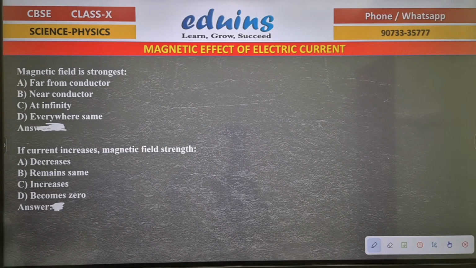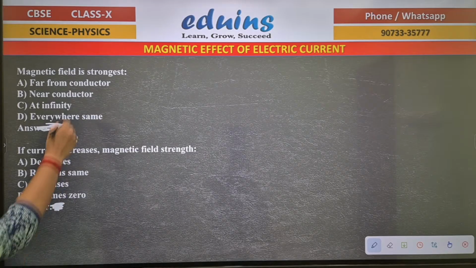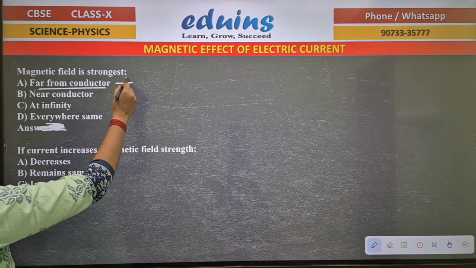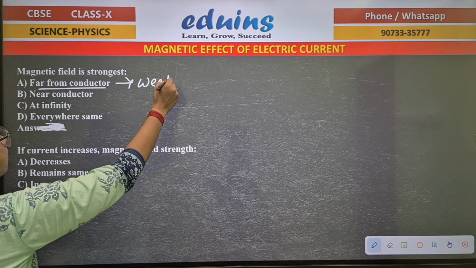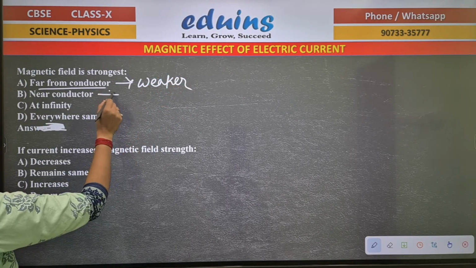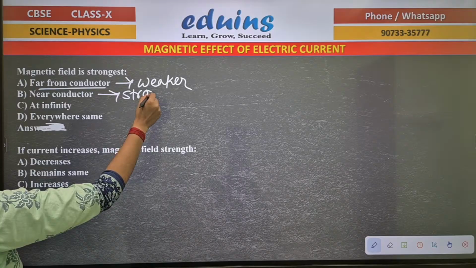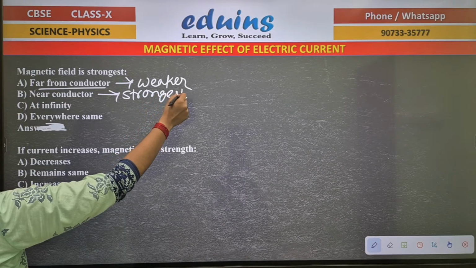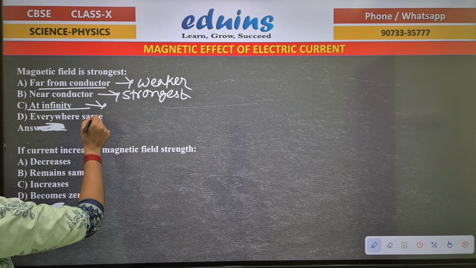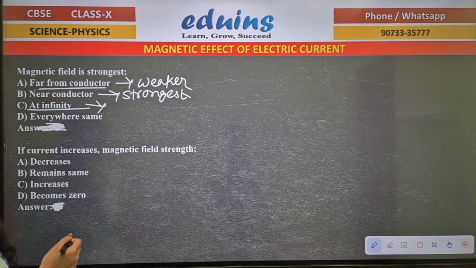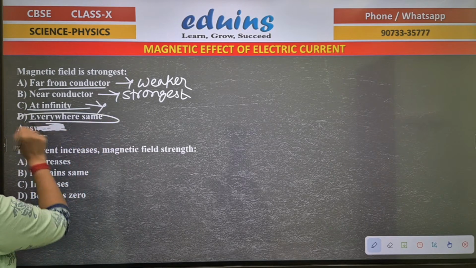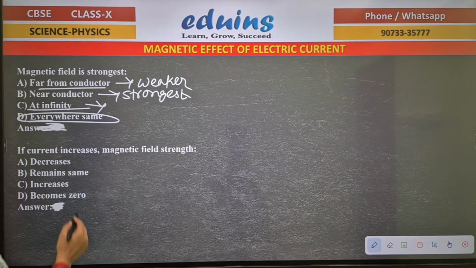So the answer will be, we know that the magnetic field far from the conductor is weaker, near the conductor is stronger, at infinity nearly weakest, and everywhere same is not correct. So the answer will be near the conductor.